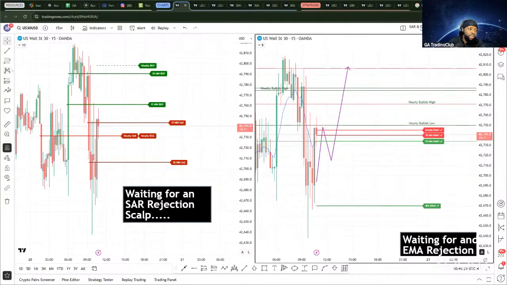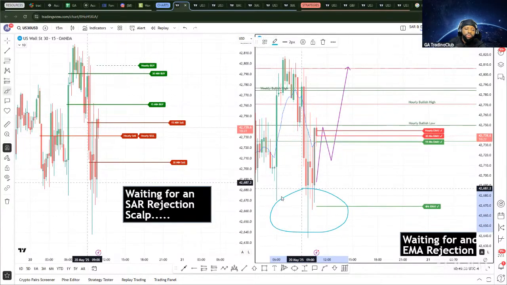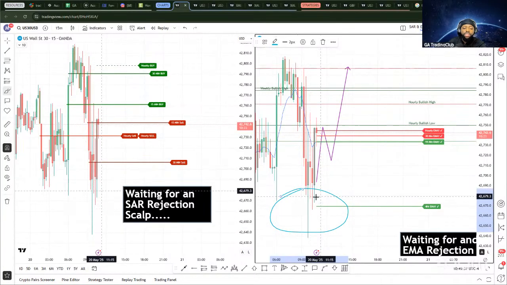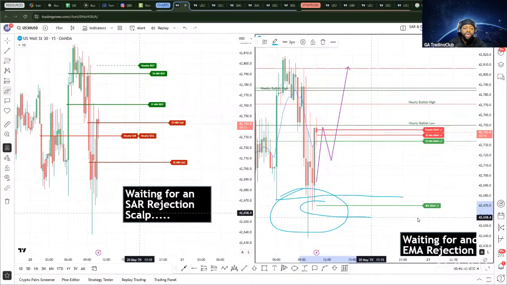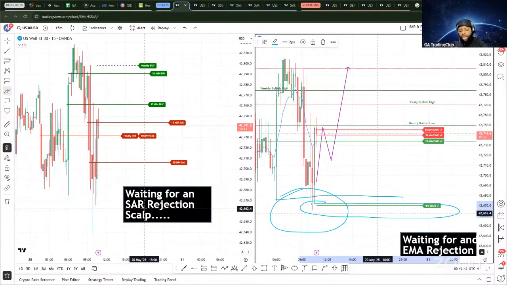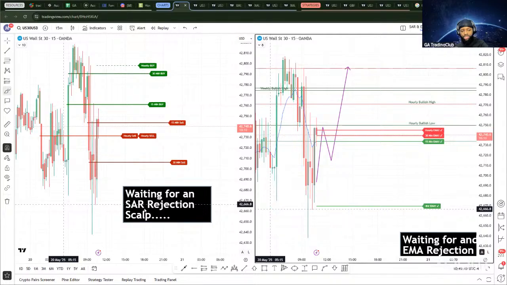Why? Ask yourself, what do the wicks tell you? The wicks tell you a lot of stories, right? Tells you that there's a lot of buying pressure here. Where did that buying pressure come from? We already know we had a pre-market low here. We already know that we had a 4-hour EMA one there. So price is likely headed to the upside.